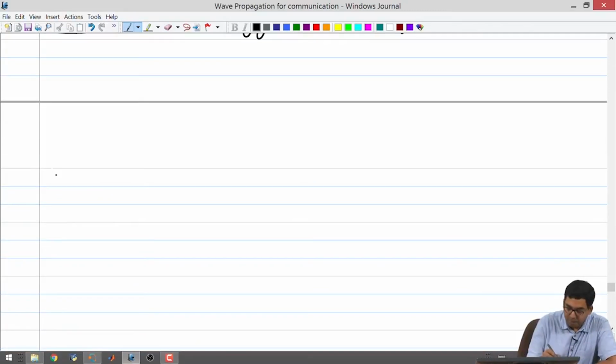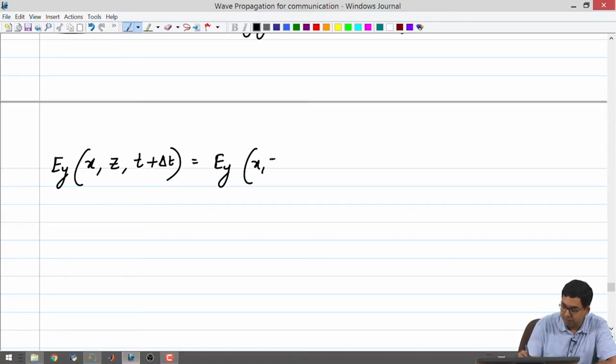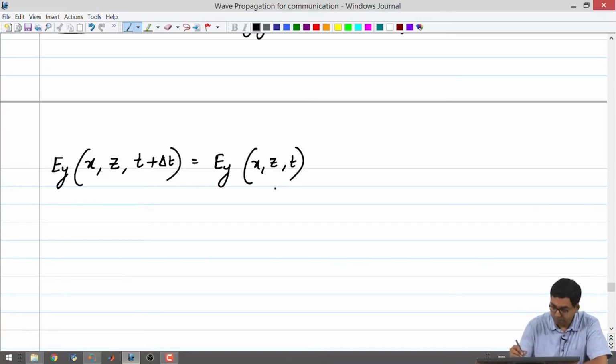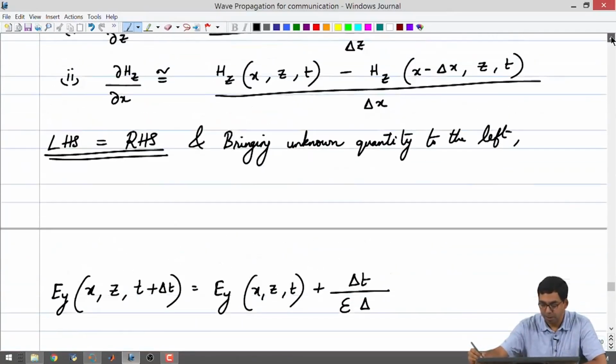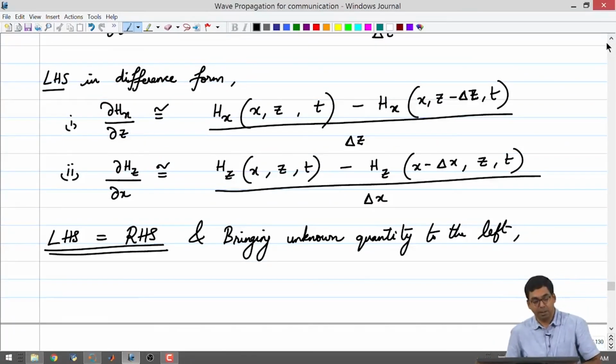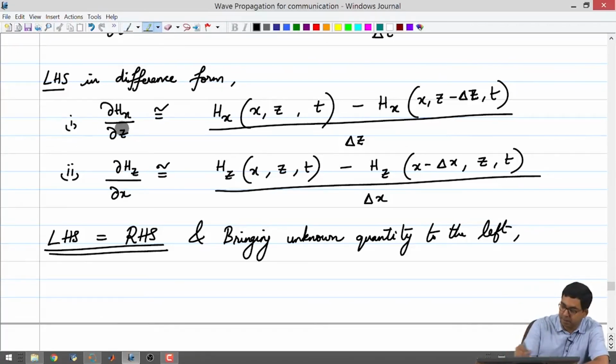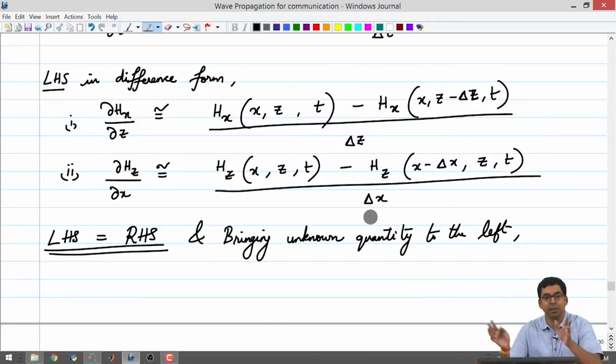Okay. So, I am having Ey as a function of x and z, and the future value of Ey is going to depend on the current value of Ey plus delta t divided by epsilon. Let us see now what we can do. Now, if you look at the denominator for ∂Hx/∂z and ∂Hz/∂x, the first one has the denominator of delta z and the other one has a denominator of delta x, and you need to take a difference between the two quantities. It will become easier if the denominators are identical.